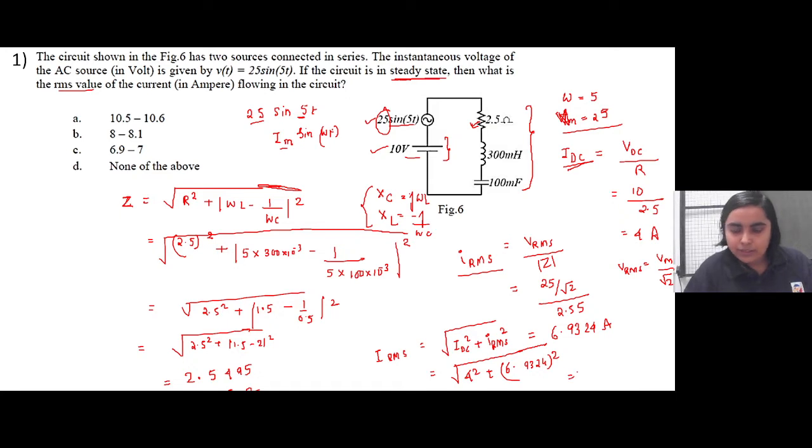So this will be equal to 4 square plus 6.9324 square. This comes out to be 8.003 some ampere. So this is option B, 8 to 8.1. This is the correct answer.